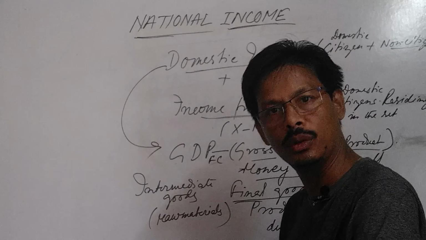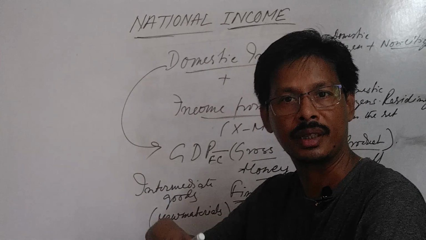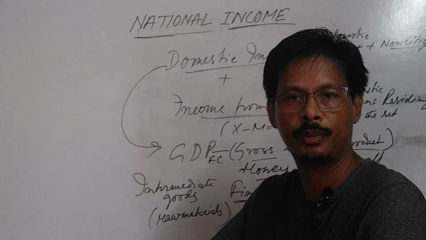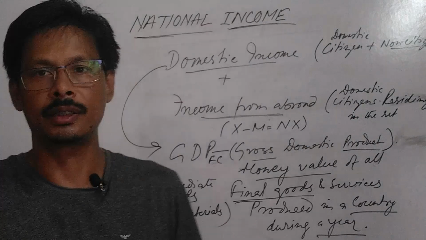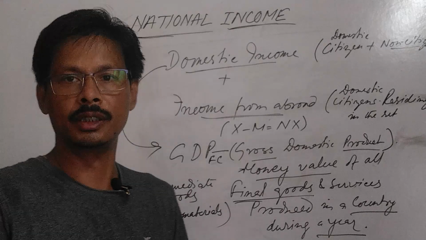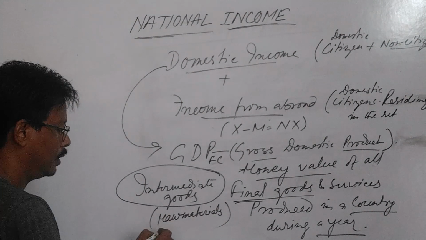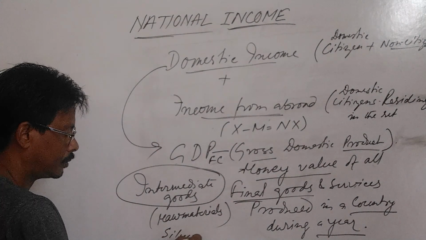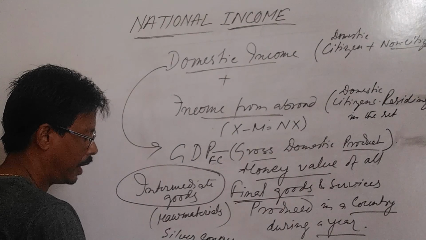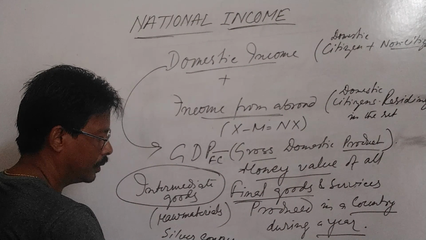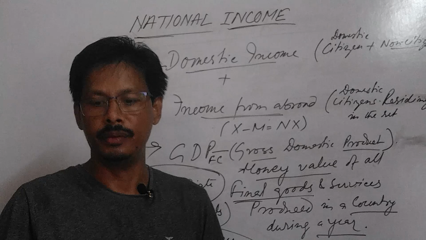It includes raw materials and the goods which are not finally produced or not ready for consumption, which have further processing in the process of production, or which have some stages of production remaining. In that case, those goods are called intermediate goods. For example, silver, copper, iron and steel are examples of intermediate goods, which are not accounted in the calculation of national income.